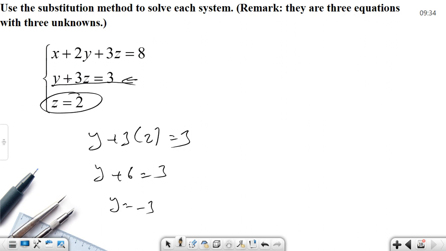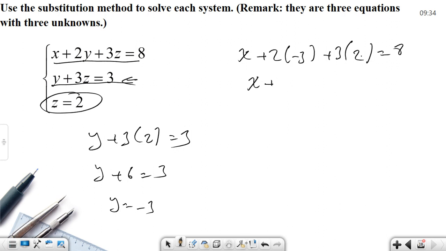After that I can write negative 3 and z equals 2 into the first equation to find x. x plus 2 times y. What is y? Negative 3. Plus 3 times z. What is z? Oh, z is 2, it's written here. Equals 8. x plus 2 times negative 3 is negative 6, 3 times 2 is 6, so plus 6 equals 8. Negative 6 plus 6 is 0, so x equals 8.